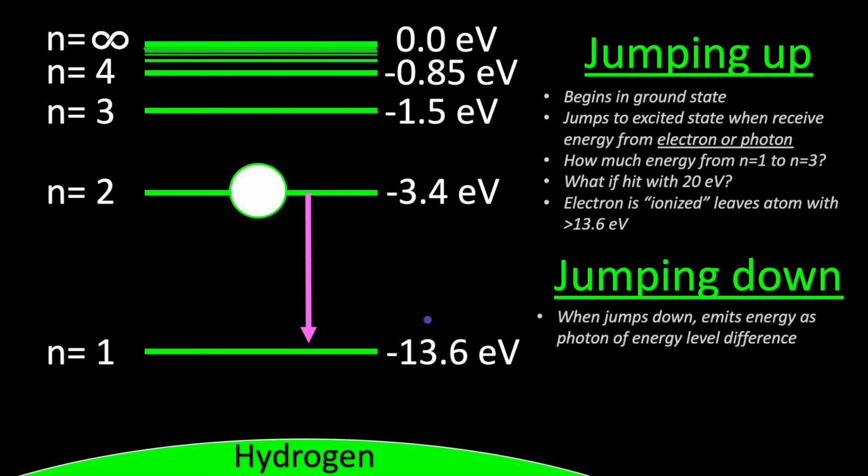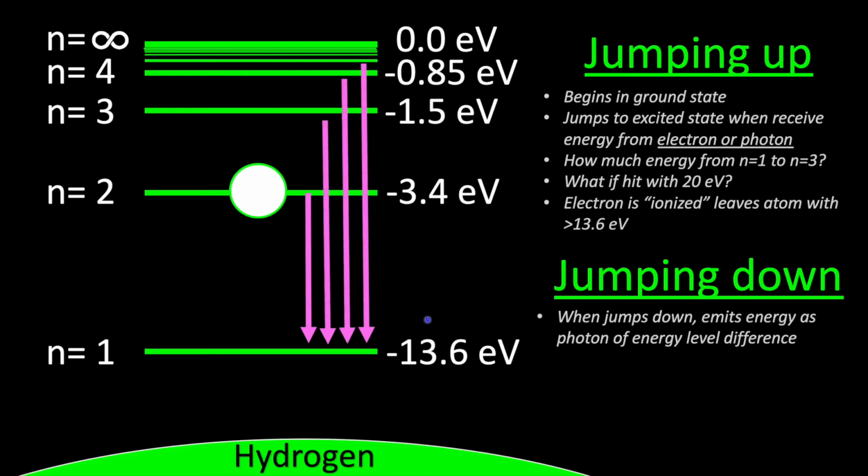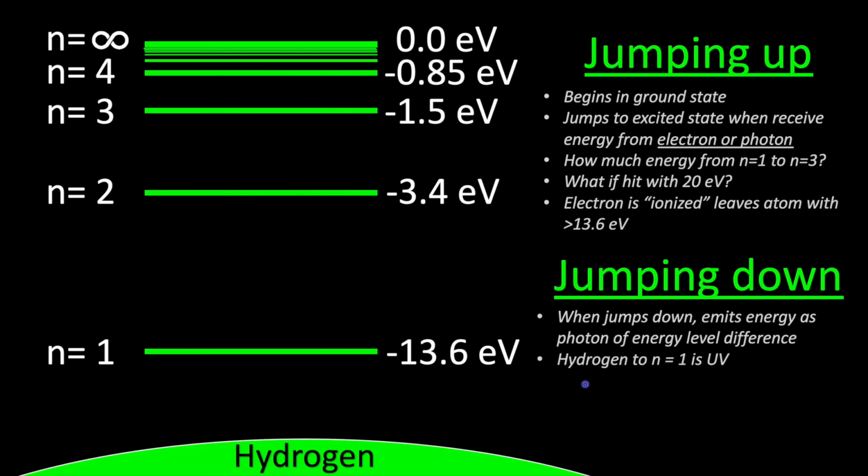Now I put that there as bright purple because anytime it's going to drop down to n equals 1, that's so much energy that we're going to be into the ultraviolet range. This one is the biggest jump. We can see this longest arrow, so that would be the most energy photon, but all of these are going to be in the UV range, so we can't see those. So I just put off to the side here, hydrogen dropping down to n equals 1, all of those are going to be UV. Still different wavelengths, but all of them are in the UV range.